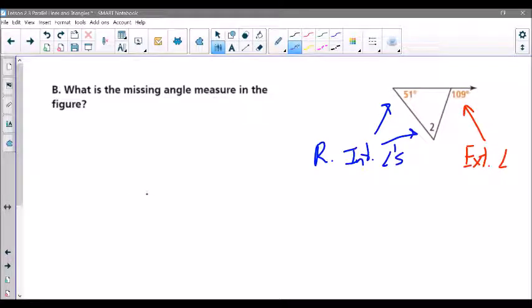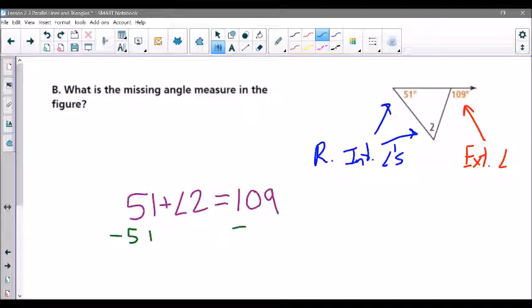51 plus angle 2 equals 109 degrees. Perfect. 51 plus angle 2 equals 109. So subtract that 51 from both sides. Since we're in honors geometry, I'm probably going to skip writing this step each time. I feel like you guys can probably handle that. So what does that give us? I think that gives us 58. And there we have it. Angle 2 is 58 degrees.